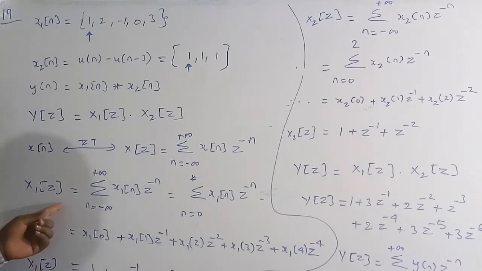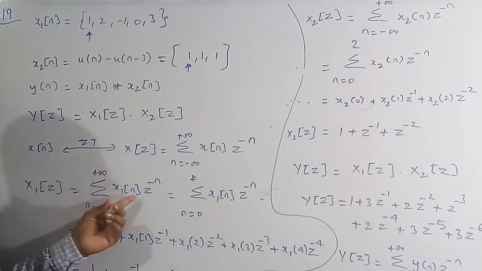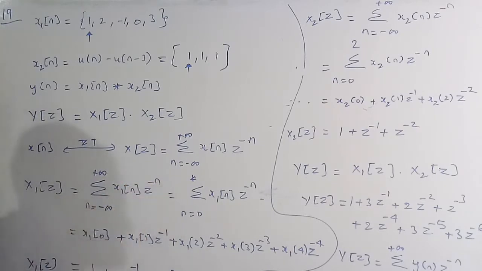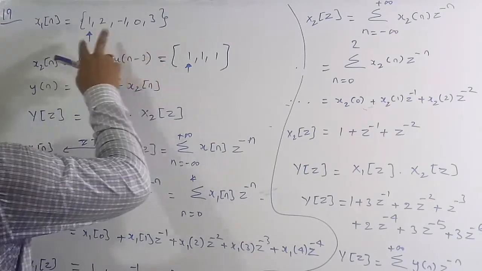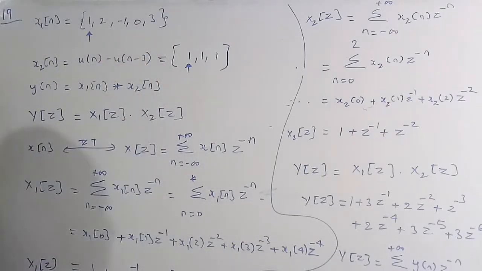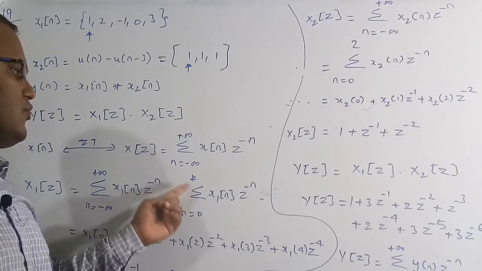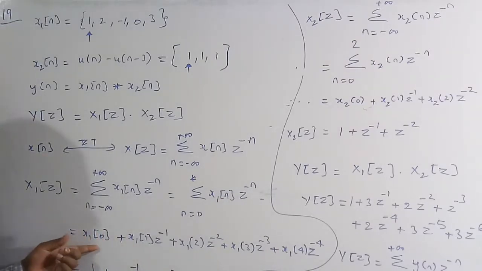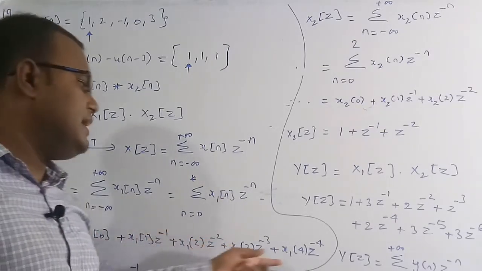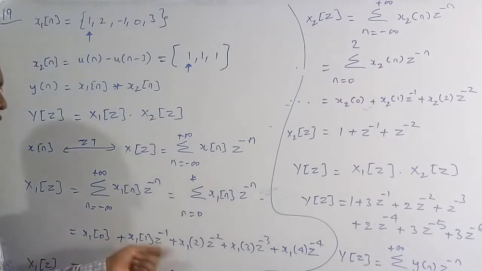So x1 of z is equal to sigma n is equal to minus infinity to plus infinity of x1 of n into z to the power of minus n. But this x1 of n is defined only for n is equal to 0, 1, 2, 3, 4. From 0 to 4 only this signal is defined, and at all other instants it is 0. So sigma n is equal to 0 to 4, and you have to take n is equal to 0, 1, 2, 3, and 4.